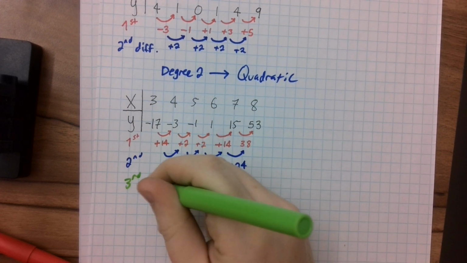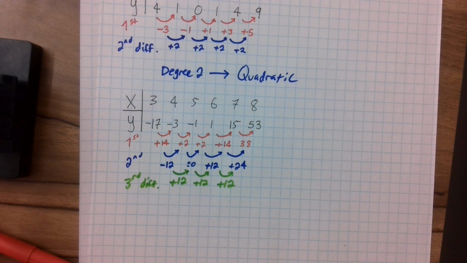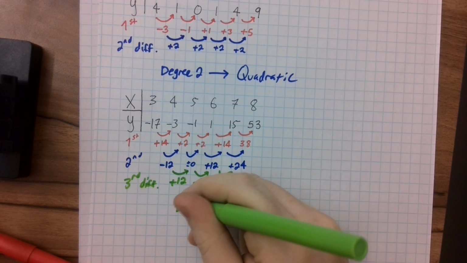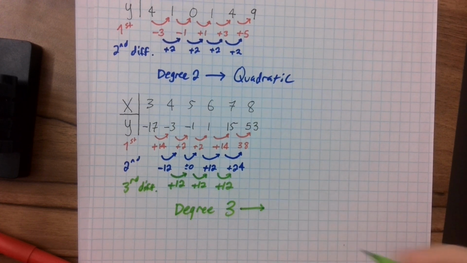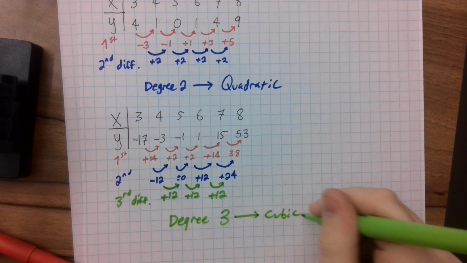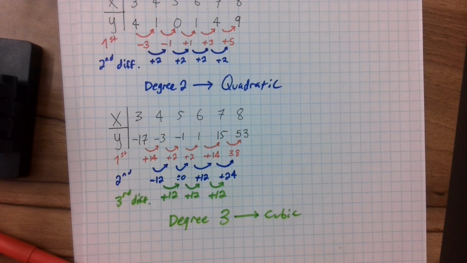So what does this mean? If the third differences are the same, it means you're looking at a degree 3 polynomial, which we call a cubic. The pattern continues up forever. It's really interesting how it works.